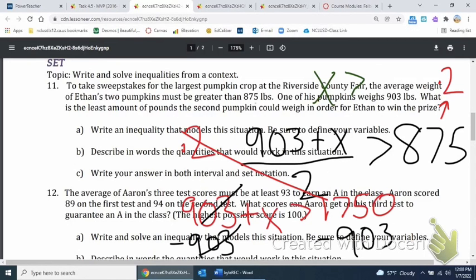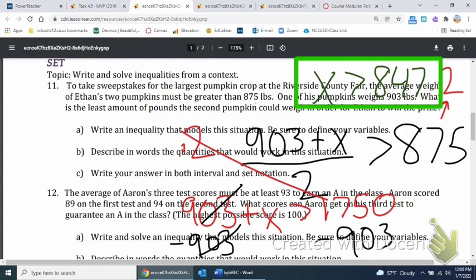847. So what that tells us is that the smallest that second pumpkin could be, to make sure that the average is over this, would have to be bigger than 847. Then we multiply that by 2. Oh, no. We're done. Yeah, that's it.